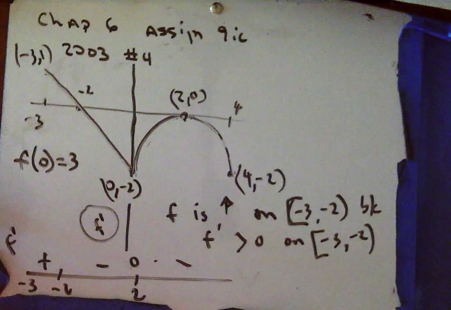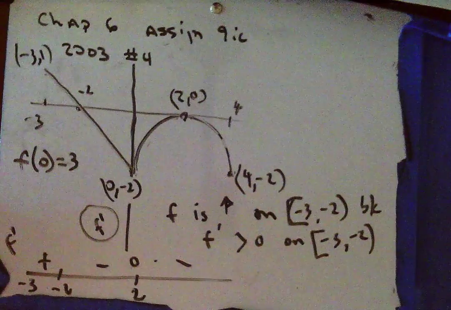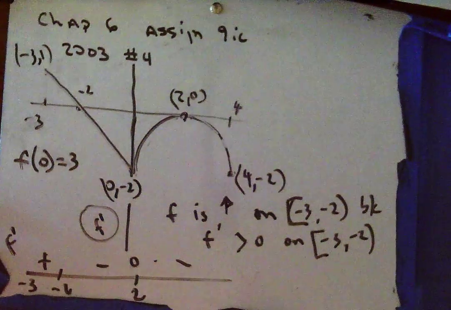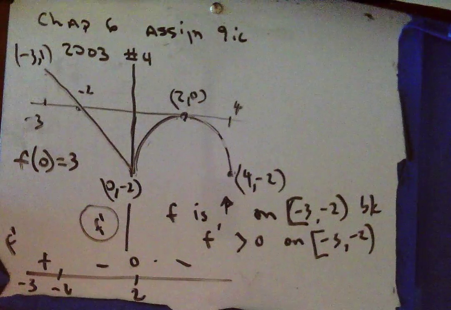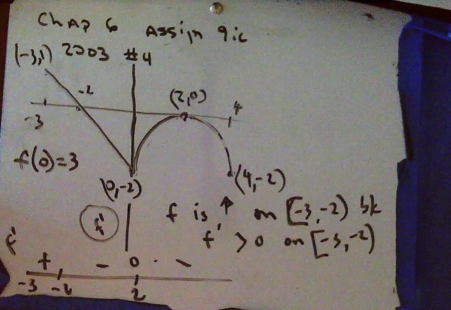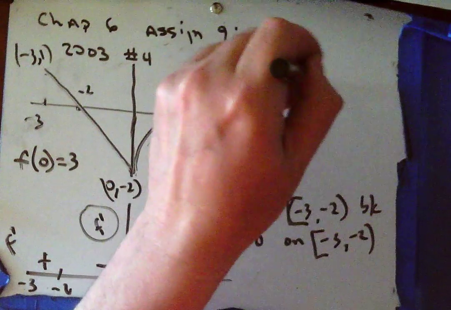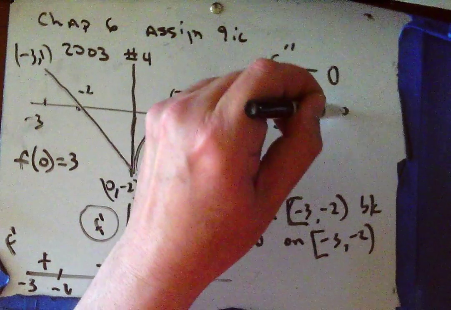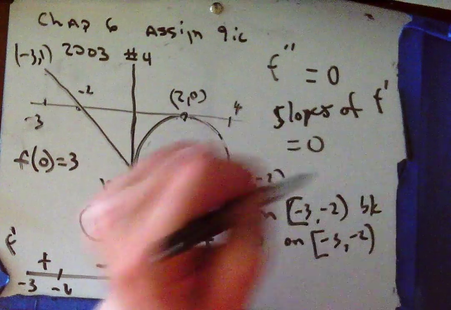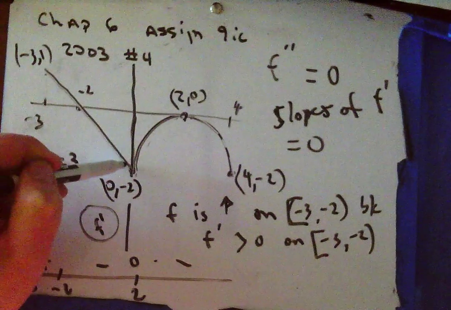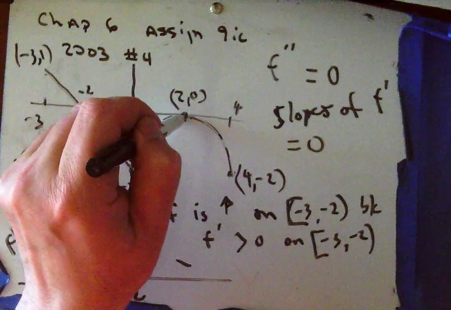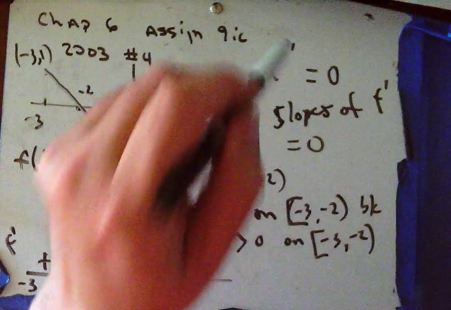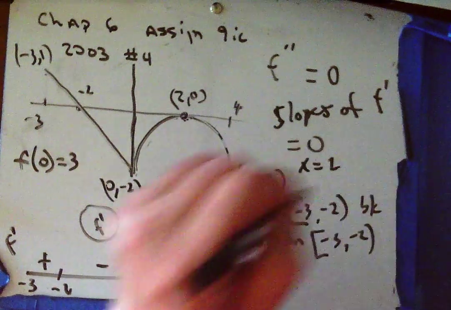So, where are the points of inflection? Well, points of inflection occur when f double prime is 0 or undefined, and that means the slopes of f. Wait, so we want f double prime equal to 0, which means the slopes of f prime equal to 0. So that's a negative slope, that's a positive slope, a 0 slope. The slopes of f prime are equal to 0. So great, I know at x equals 2.